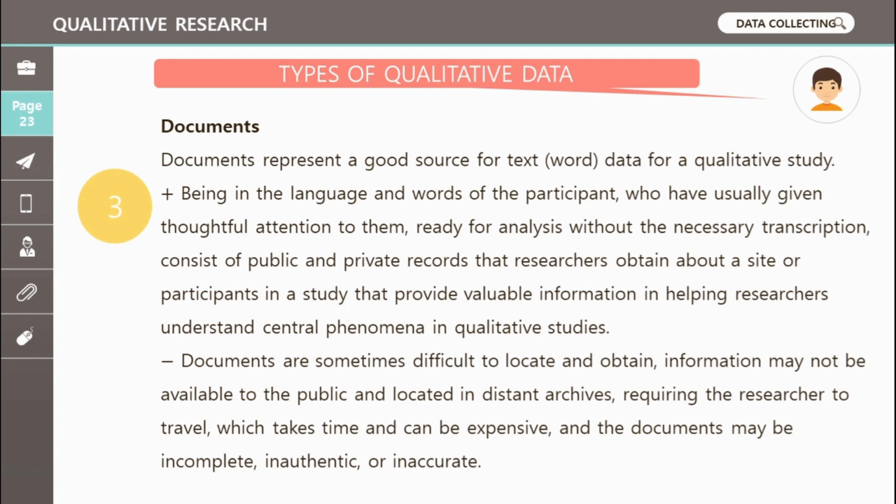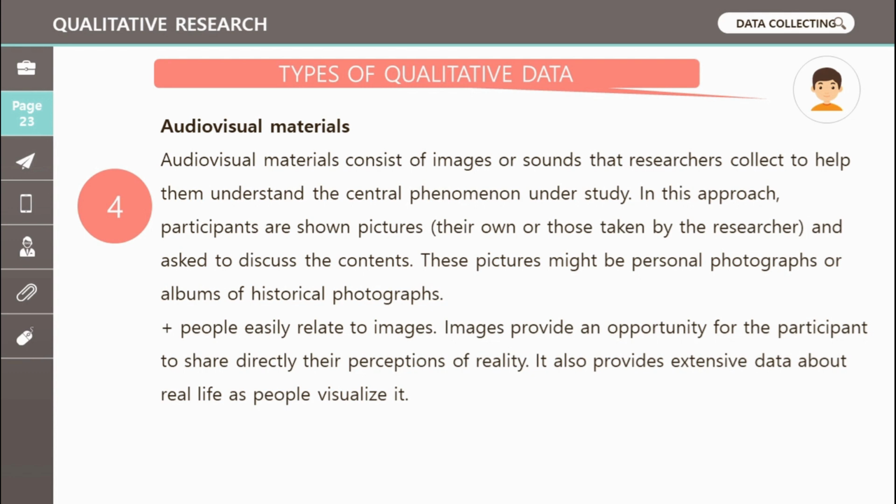And the documents may be incomplete, inauthentic, or inaccurate. The last type of qualitative data is audiovisual materials. Audiovisual materials consist of images or sounds that researchers collect to help them understand the central phenomenon under study. In this approach, participants are shown pictures and asked to discuss the contents. These pictures might be personal photographs or albums of historical photographs.